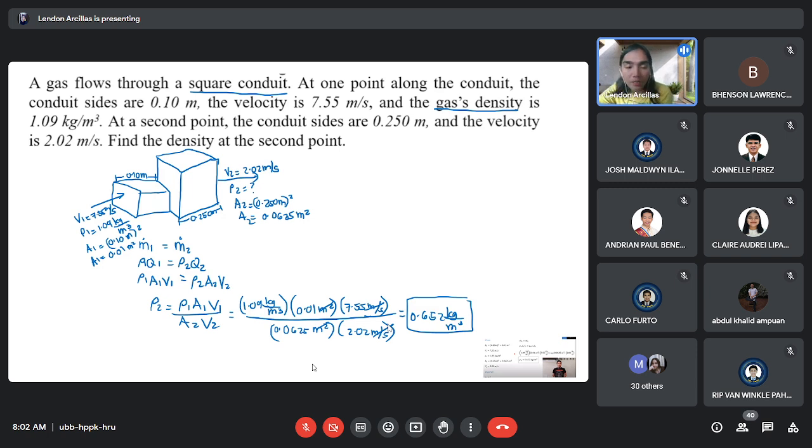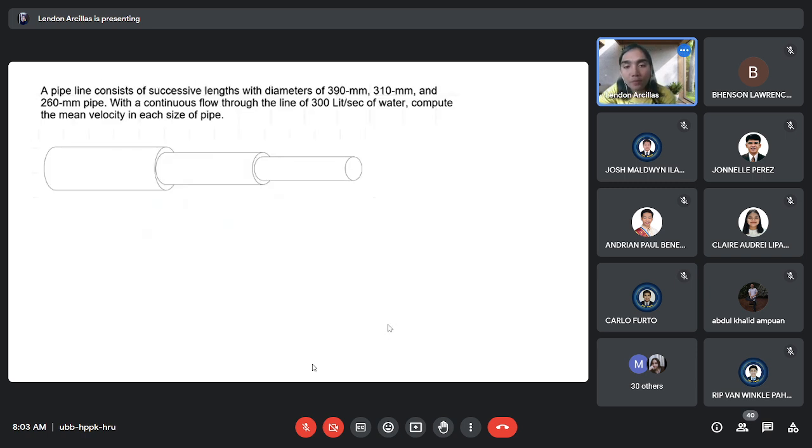Okay, let's solve another problem. A pipe consists of 3 successive lengths with diameters 390, 310 at the second one, and the third one is 260 mm. So the radius therefore, divide lang ng 2, is 195.